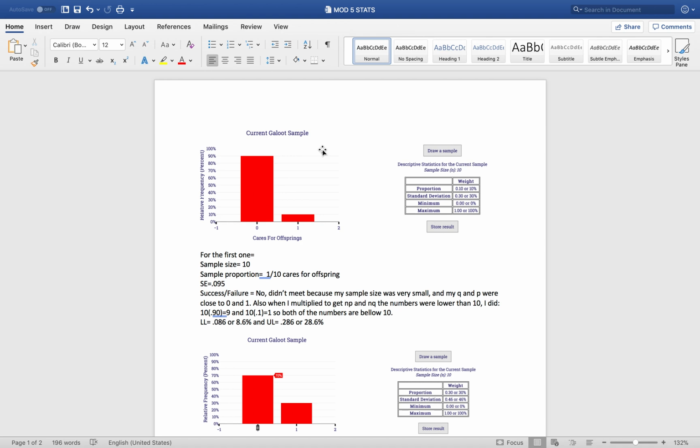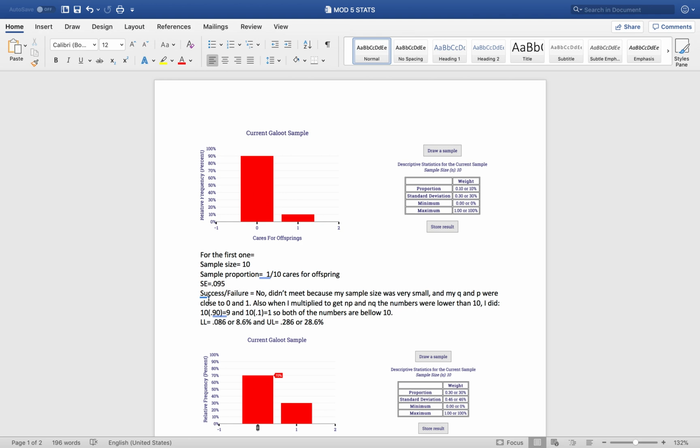To begin, for the first one, the sample size is 10, and the proportion was 1 out of 10 wanted offspring. My standard error was 0.095, and there is an equation for it. What I did was put 0.90 times 0.1 all over 10, all under the bracket, and take the square root of it. When I did that, I got 0.095, so that was my SE.